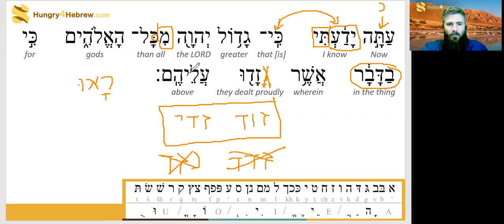Alehem. Well, al means above or on, but I guess it could also be concerning or about them. Dealing proudly, they dealt proudly. Alehem. What's going on here? Does anybody understand the context? I feel like it's a bunch of words that don't make sense.